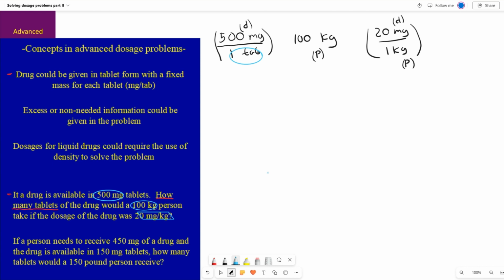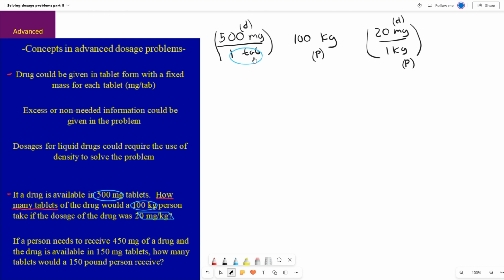If a person's mass is already in kilograms, as with the mass and the dosage, we can cancel person's mass and person's mass out. So that'll be gone. Then we can set it up so that mass of drug and mass of drug cancels out, and all you're left with is tablets.